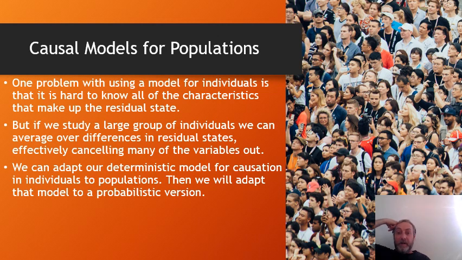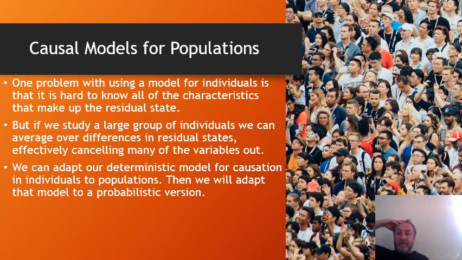But then what is it, right? How do we know for any individual? We can't elaborate the whole residual state. So this is why we typically use populations to evaluate causal hypotheses, right? If you study a large group of individuals, then you can figure that their residual states will sort of average out. And effectively, many of the variables will be canceled out, right?